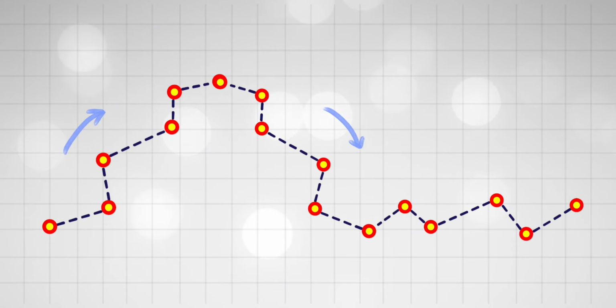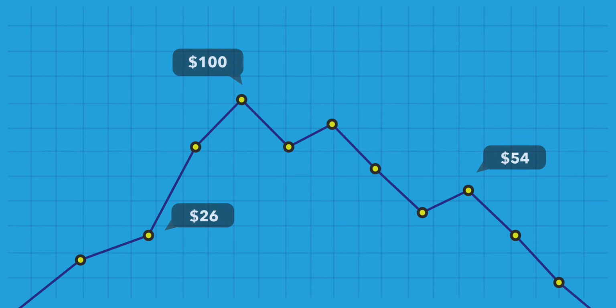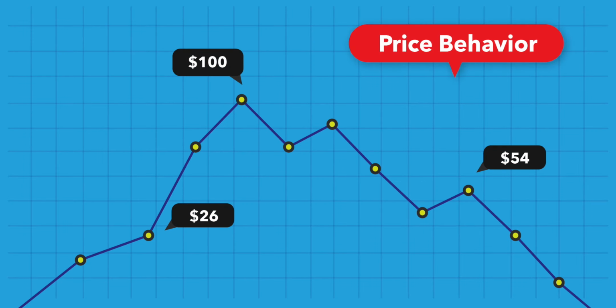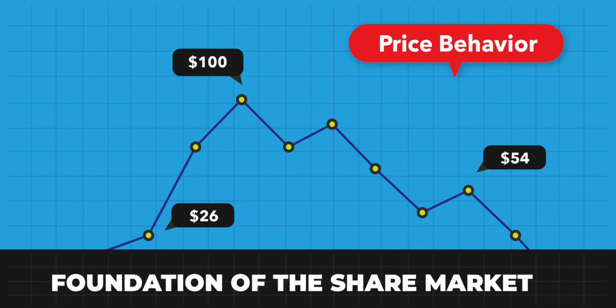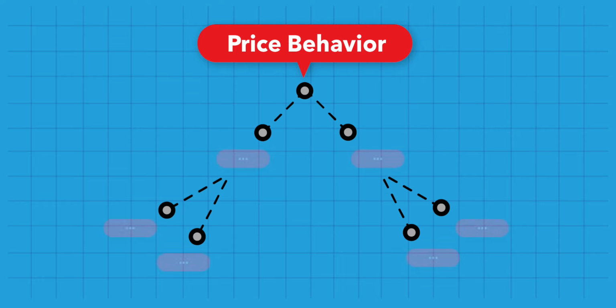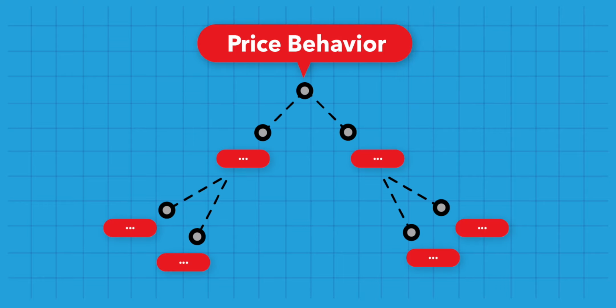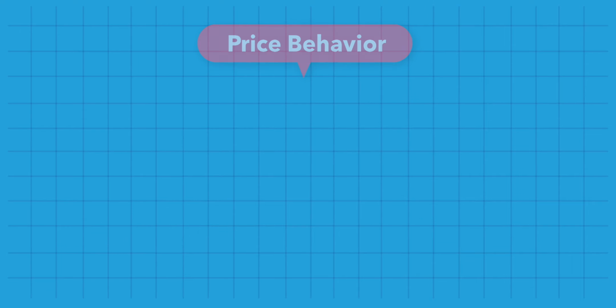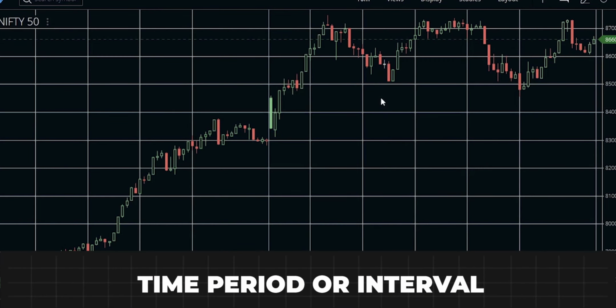This price has three directions. It can either go up, it can go down, or it can keep on oscillating in a price range. These price movements are referred to as price behavior. The price behavior of an asset is the foundation of the share market. But why is that? This is because it forms the root of all other terms, studies, and analysis in the share market. Next up, we have a time interval or period.